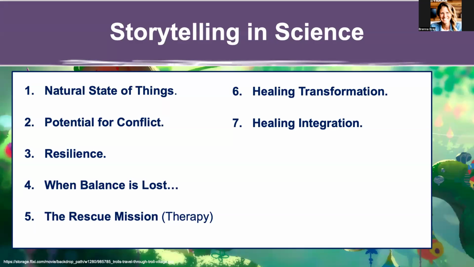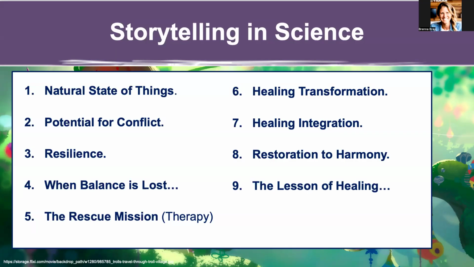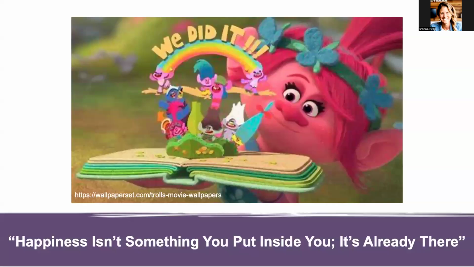So we've got the healing transformation, the healing integration, and then, of course, we close it up with a bow. We've got the restoration back to harmony, to happiness, to the natural state, right? So we start with once upon a time and we end with they lived happily ever after. In Trolls, I think it's really beautiful. There's this lesson of healing at the end, and this is a quote from the movie, where Bridget identifies that happiness isn't something that you put inside you like a troll. Eating happy trolls is not the solution to finding happiness.